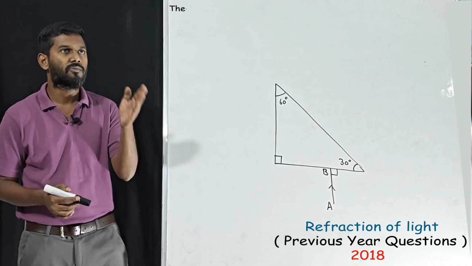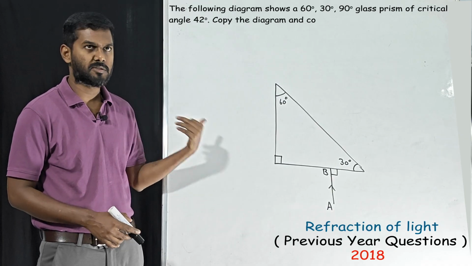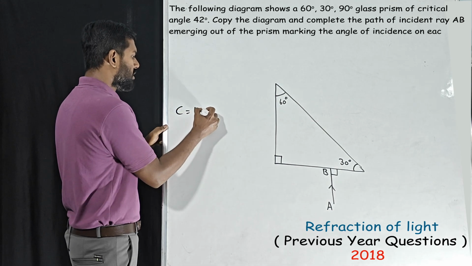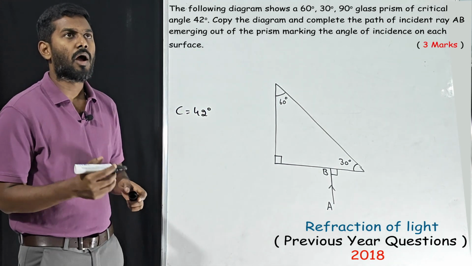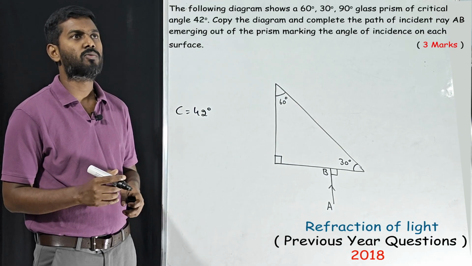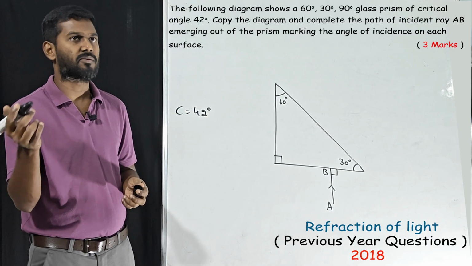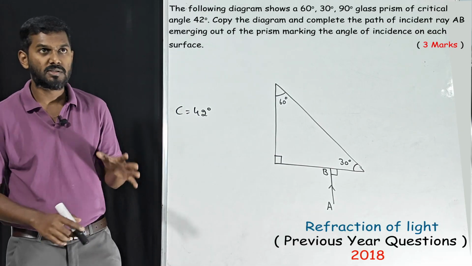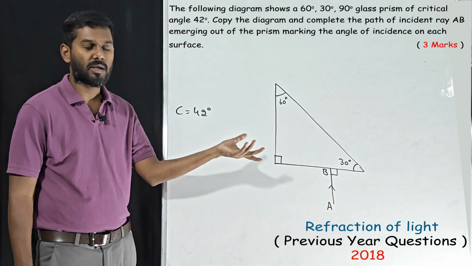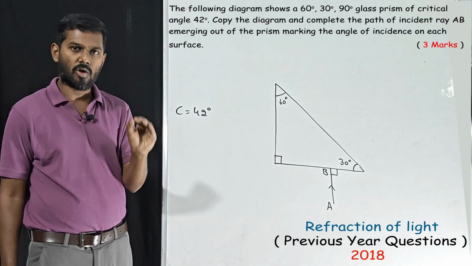Our next question: the following diagram shows a 60 degree, 30 degree, 90 degree glass prism of critical angle 42. So the critical angle is 42 degrees. Copy the diagram and complete the path of incident ray AB emerging out of the prism, marking the angle of incidence on each surface. Okay, we'll do that. Now listen, this is about total internal reflection in a glass prism. This concept you should know. I have taught you properly in the concept video.